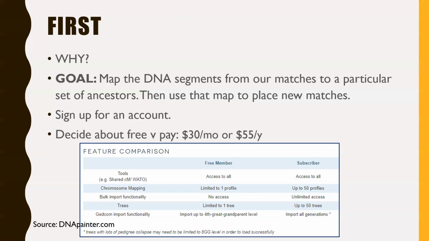On the free side, you can access all the tools, the Shared Centimorgan Project, the WATO tools, and things we're going to talk about today. You can have one chromosome map. There is no access to the bulk import, which is what I think is one of the powerful things about DNA Painter. But if you haven't used the free side yet, you probably don't need the bulk import yet. You can have one tree uploaded. And so again, that is a little bit limiting if you're working on multiple lines of your family, or maybe you have your spouse, or you and someone else in your family you're working on. And you can import up to the 4th great grandparents for GEDCOMs.